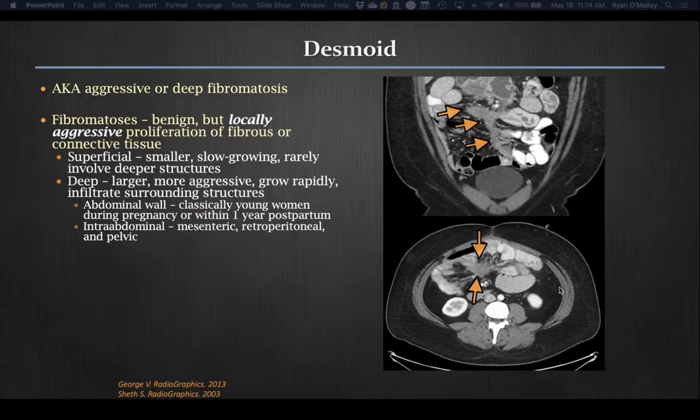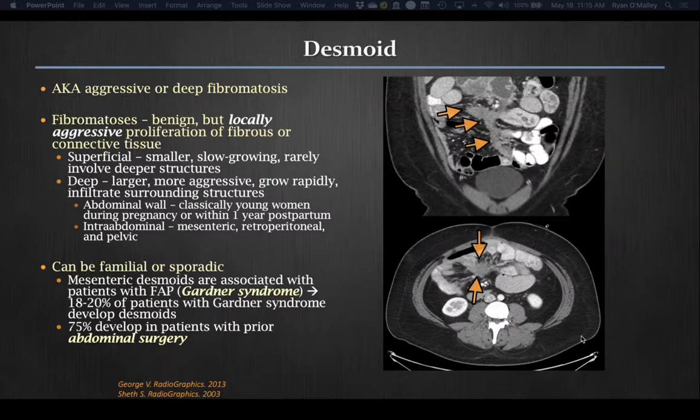So a few classic presentations. Abdominal wall is classically seen in young women, either during pregnancy or within the first year postpartum, where they grow in and around the scar. You can see other intra-abdominal masses that are associated with prior surgery or at the site of prior surgery in the mesentery, retroperitoneum, or the pelvis. They can be familial or sporadic. The familial types are commonly associated with FAP, in which case it's part of Gardner syndrome, which is the answer to this question. Of all the desmoid tumors, the majority develop in patients who've had a prior surgery.